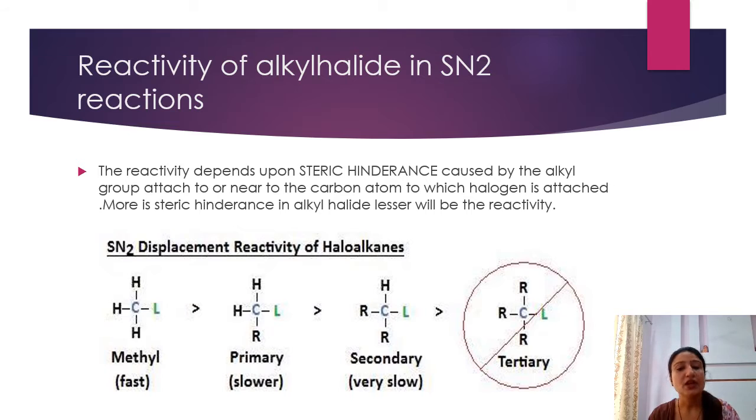In secondary halides, there are only two alkyl groups, so there is less steric hindrance experienced by a nucleophile as compared to tertiary. In the case of primary, it is very low, and in the case of methyl, there is no steric hindrance. So methyl is more reactive, faster reacting than primary, then secondary, and then tertiary. So the reactivity depends upon steric hindrance. Steric hindrance hinders the attack of the nucleophile on the carbon atom.